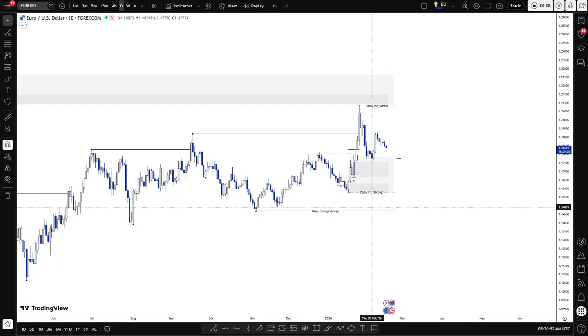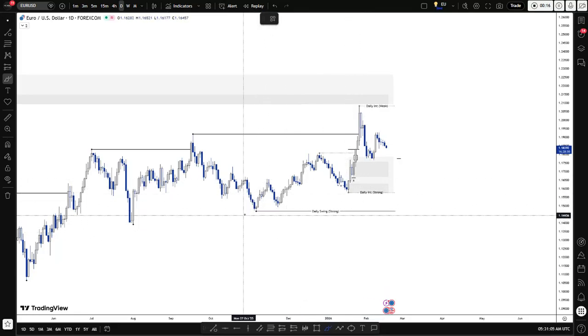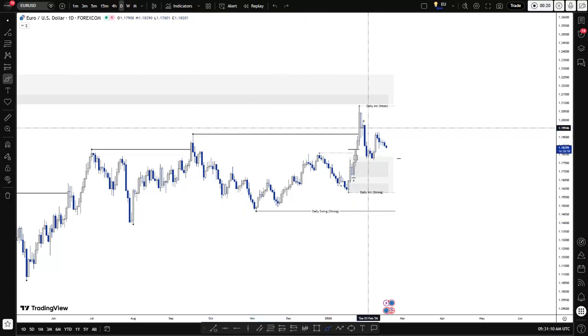So on today's video, I'm going to be doing a precession analysis on EURUSD, and I'm going to start from the daily time frame. On the daily time frame, my swing structure is bullish. This is my strong swing low, and that is the bullish breakout structure.